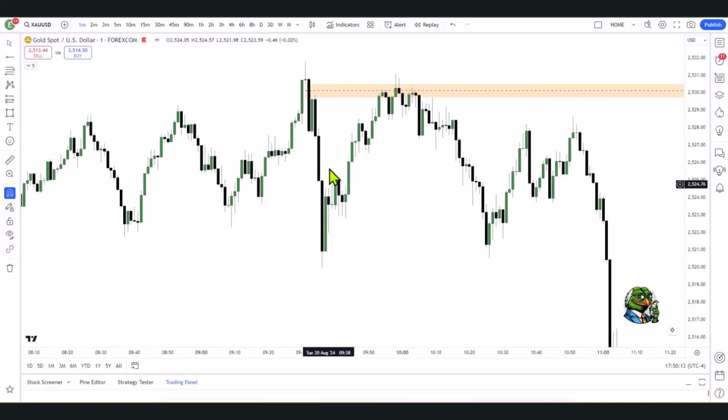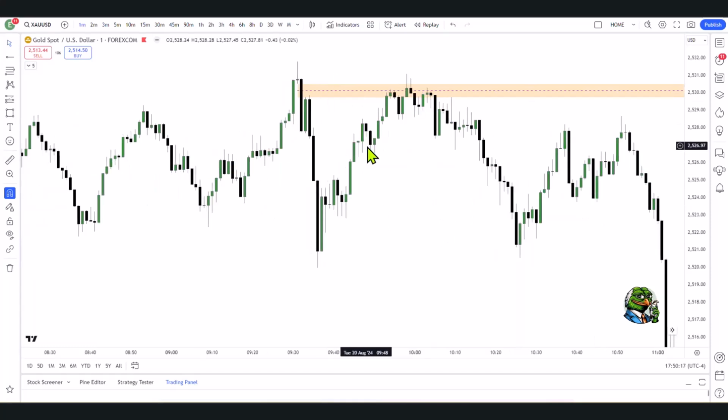Now this is just a crawl. This is where you're looking to see what's the market telling you. This is basically just a crawl up.